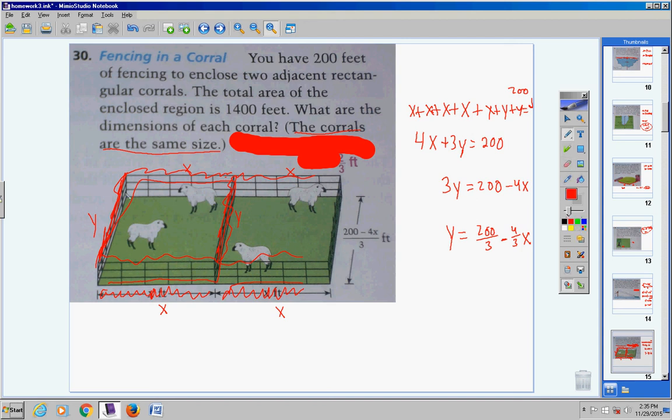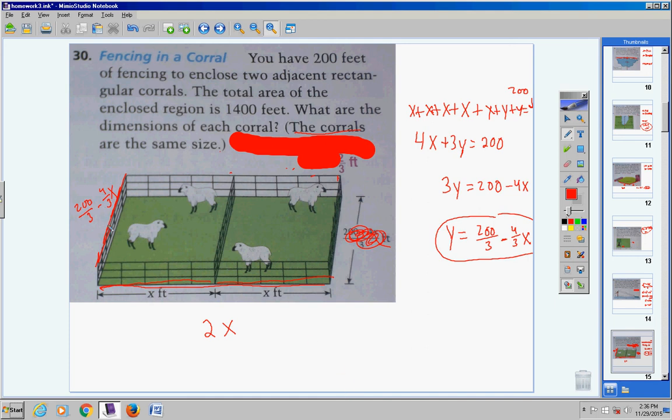So now instead of having y for this side right here, and this side here, and this side here, I have this right here. I can put that in place of y. So here's what I end up with. Are you ready? Watch carefully. The length of this side here is x, and the length of this side here is x. X plus x is 2x. So my whole length here is 2x. My whole width here is 200 over 3 minus 4/3 x. Okay, exact same thing.